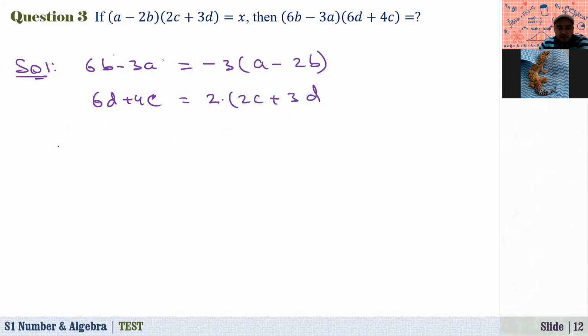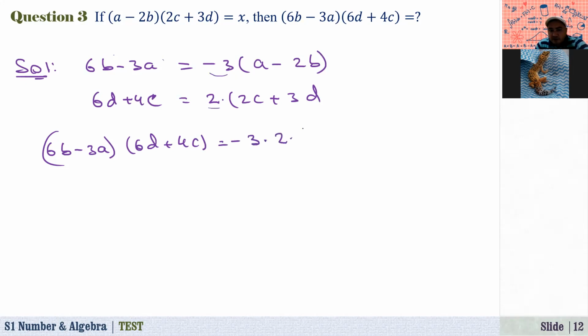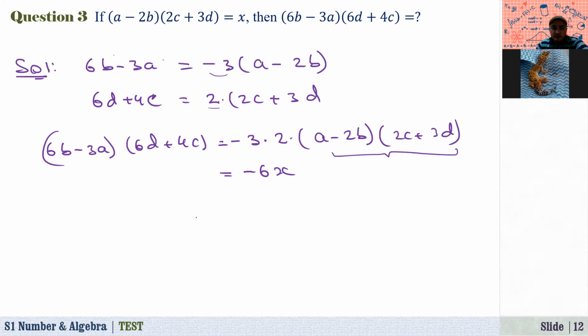Now, if you multiply them together, here we have (6b minus 3a) times (6d plus 4c), right? What is 6b minus 3a? That is negative 3 and (a minus 2b). Let me just write first the numerical part, negative 3 times 2, and here we have (a minus 2b) times (2c plus 3d), which is equal to minus 6, negative 3 times 2 is negative 6. And this expression is given, what is it? It is equal to x. So the answer will be minus 6x.